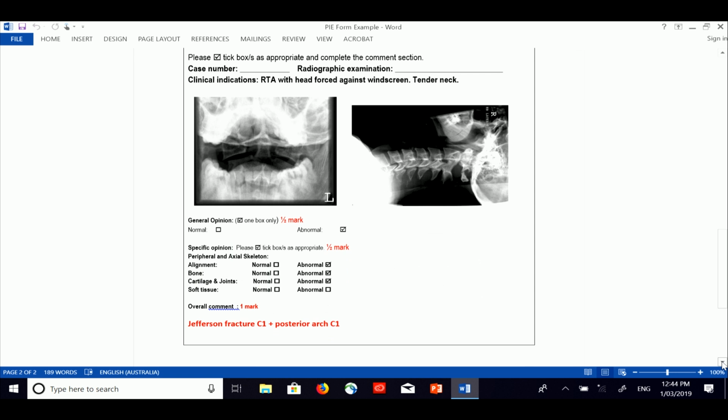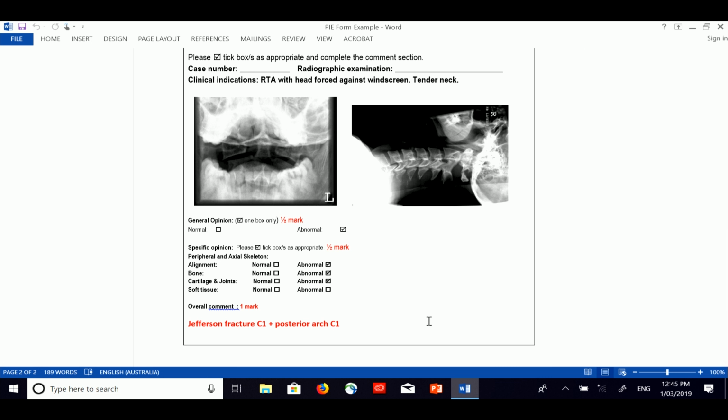So if you look at the case, you are able to see firstly that there's a fracture in the posterior arc of C1. But if you look at the open mouth view, you can see that the lateral masses of C1 are overhanging the lateral masses of C2. They're not aligning. And that is very typical of a Jefferson. So this is a fracture of C1.